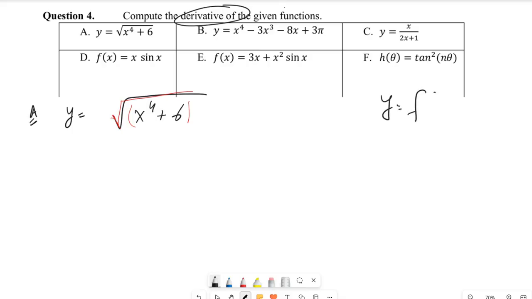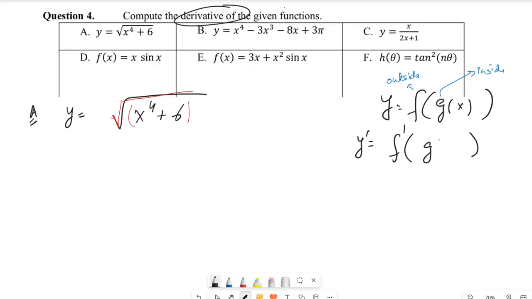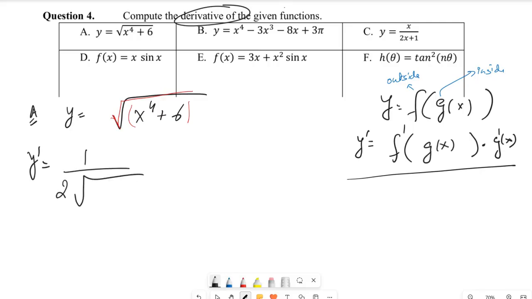If y is f of g of x, f is the outside function and g is the inside function. The derivative of y is the outside function's derivative, keeping the inside as is, times the inside function's derivative. Okay, that's how you remember. So we need to find the derivative. The outside function here is the square root. The derivative of the outside function is 1 over 2 square root, but whatever is inside, I'm not going to even touch, x^4 plus 6, times the derivative of the inside.